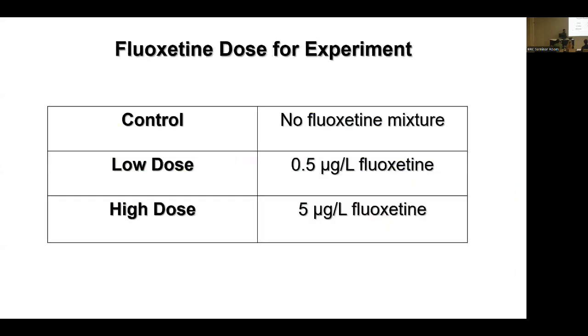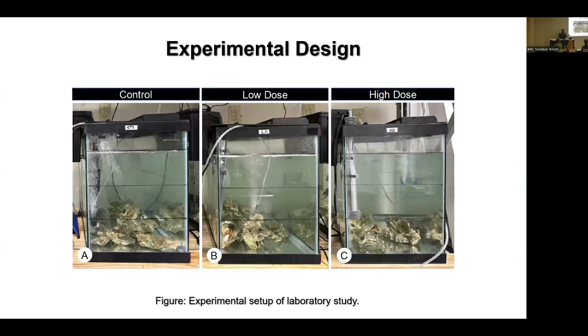For the drug I used, fluoxetine, I took 2 different doses. One is a low dose and another is a high dose. And for the control, there is no dose. For low dose, I took 0.5 microgram per liter, and for high dose, I took 5 microgram per liter of fluoxetine. Here is the figure representing my experimental setup. I took 6 aquariums, but here I have shown 3 aquariums. One is for control, another is for low dose, and the third is for high dose. Each tank contained 15 or 16 oysters.